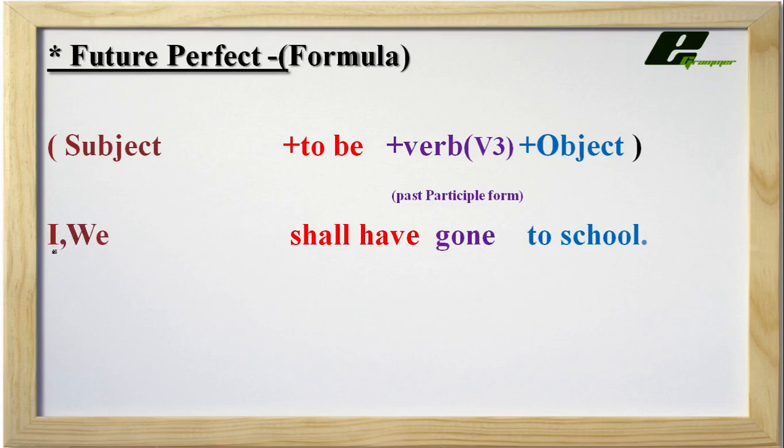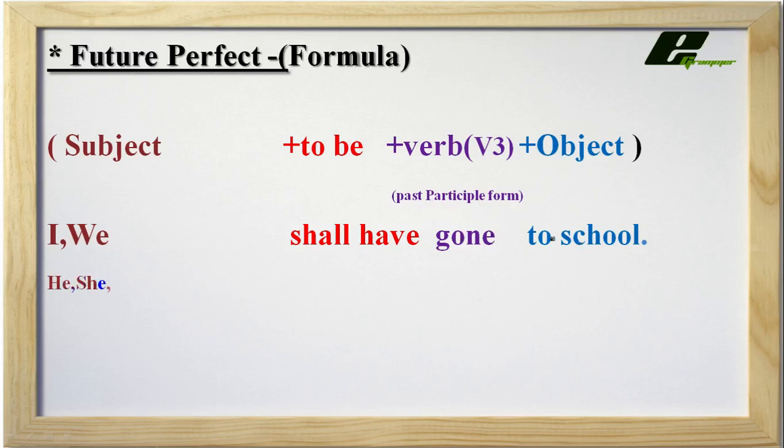Now let us see some example for this. If my sentence begins with I and we, at that time the to be form, meaning helping verb, I'll use shall have, and the past participle form of the verb. Gone is the past participle form of go. As we know, go, went, and gone. These are the 3 forms of the verb. So in this part we are going to use V3. So gone is the V3 form of the verb. And object remains as it is.